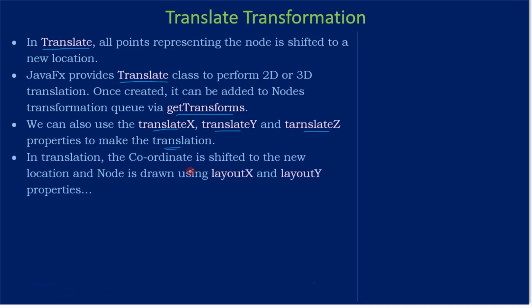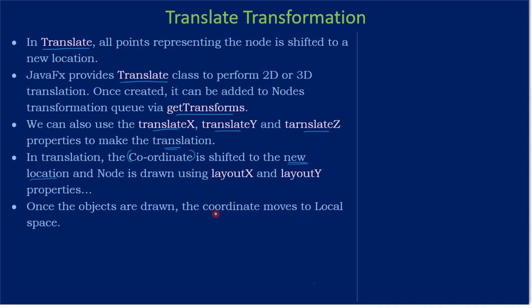In translation, the coordinate is shifted to a new location, and the node is drawn using the layoutX and layoutY properties. So the coordinate itself, say for example, we will draw a picture for this. Once the objects are drawn, the coordinate moves to local space.